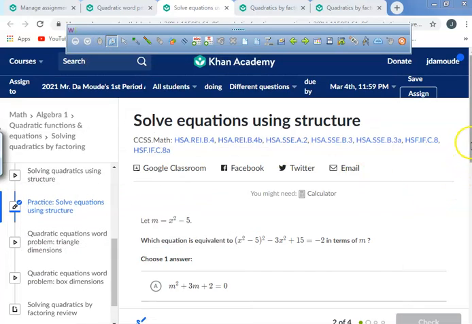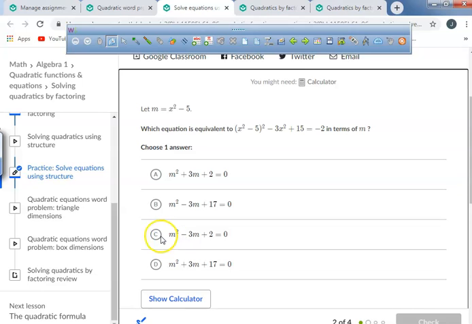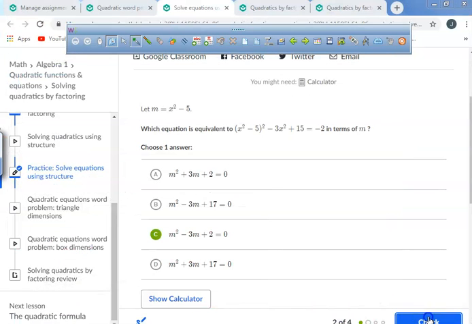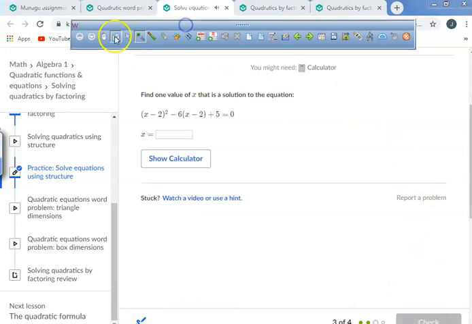Now, I'm not expecting you to get all of this on the very first one. I think it looks like this was our answer for this particular one. Yep, there it is. So let's take a look at this. Ready? Let's take a look at the next one.